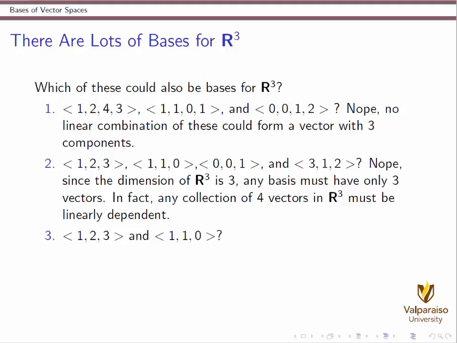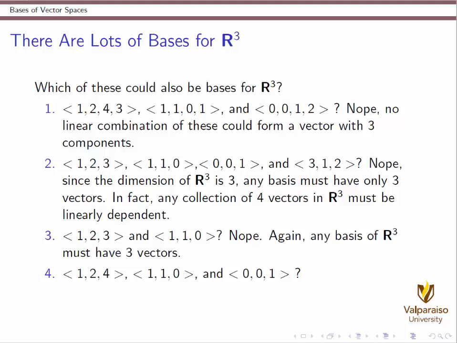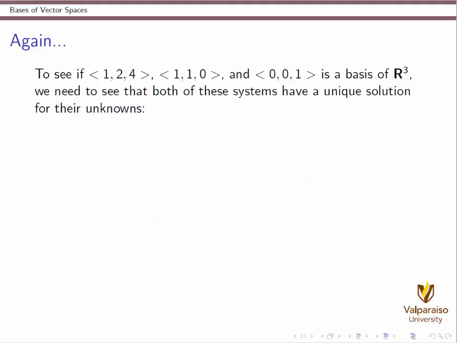Get out of here. Could these two vectors be a basis for R3? Well, no, there's not enough of them now. Any basis of R3 has to have 3 vectors, so get out of here. How about these three? Not quite so obvious. They have a chance of being a basis, so let's run through the procedure one more time on these just to get it down.